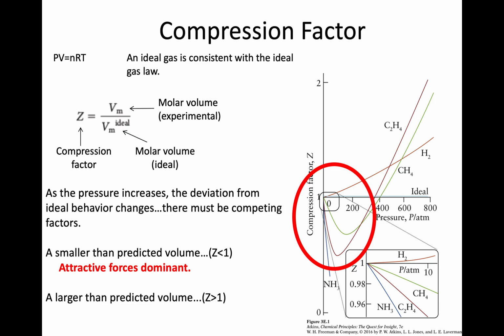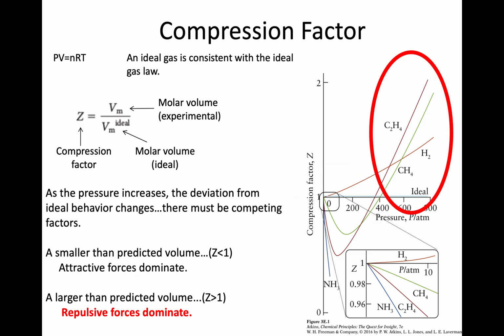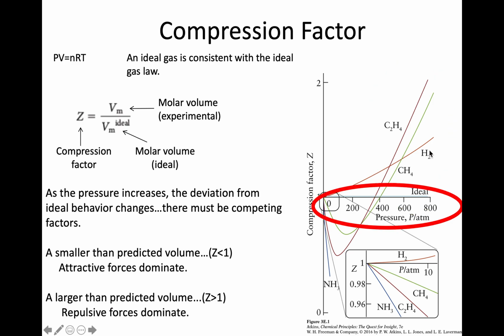So initially within here, we see as the pressure increases, the attractive forces are dominating. The attractive forces are making the apparent volume that I measure smaller than what the ideal gas law would have predicted. And after that, the second factor would be repulsions between the gas particles, which makes the volume larger than the ideal gas law would predict. So that's what's taking place in this regime.